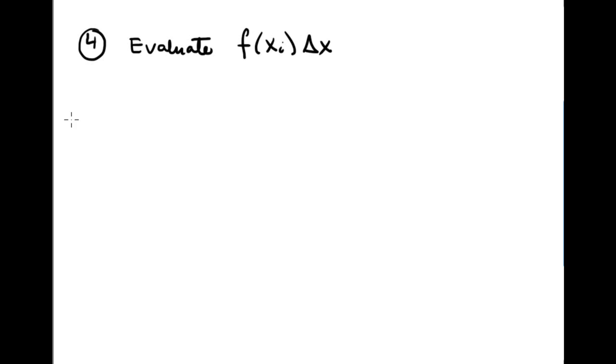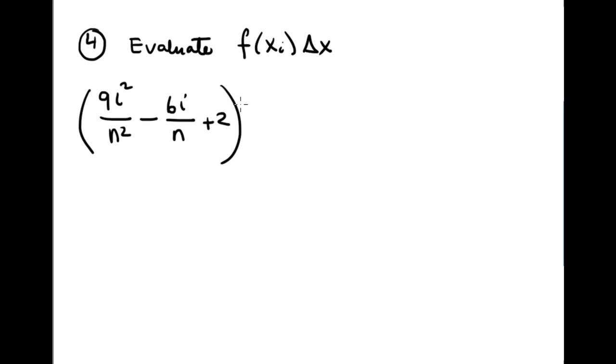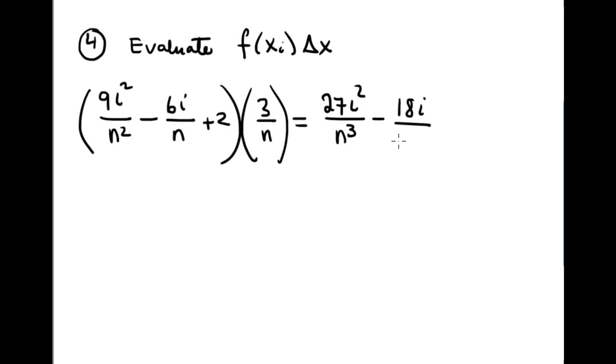f of x sub i expression is 9i squared over n squared minus 6i over n plus 2, times delta x, 3 over n. Now this expression multiplied is 27i squared divided by n cubed minus 18i over n squared plus 6 over n.